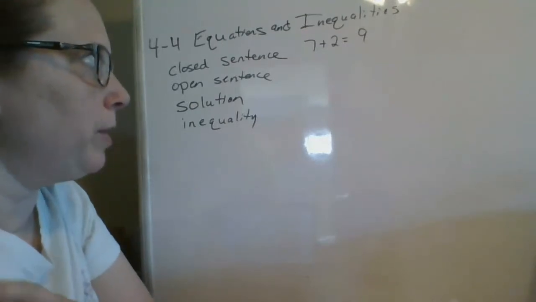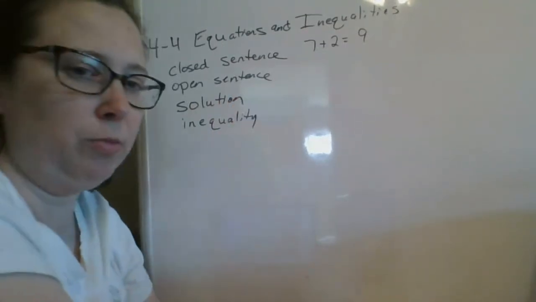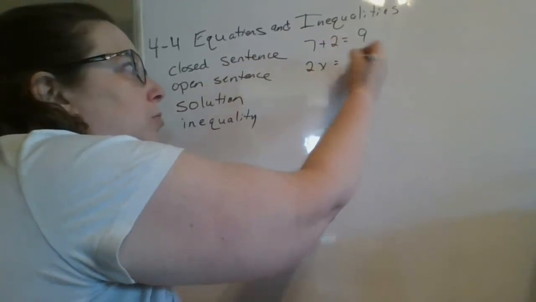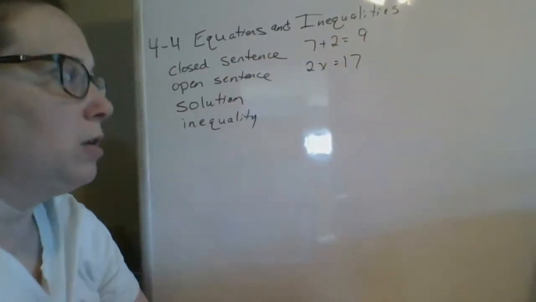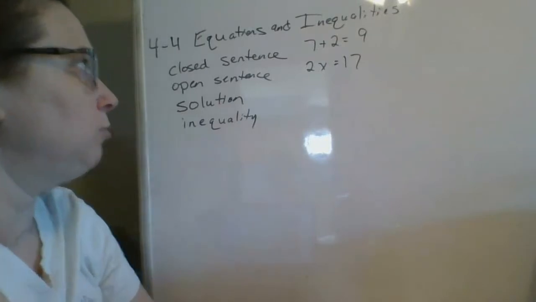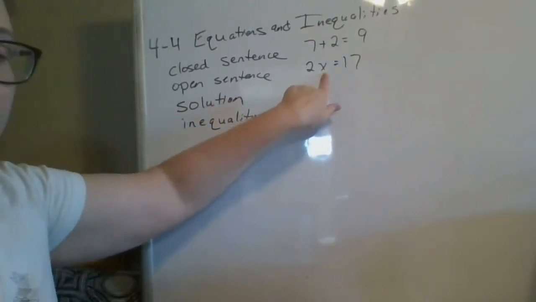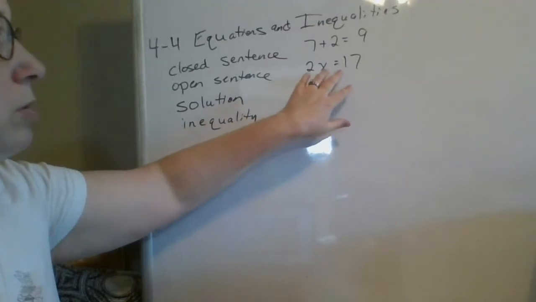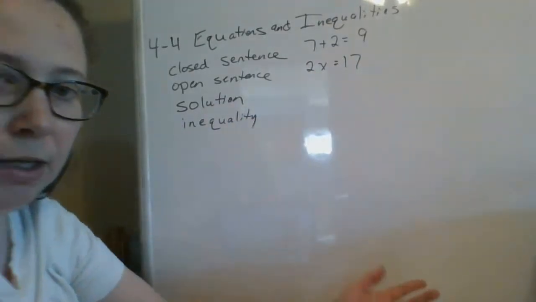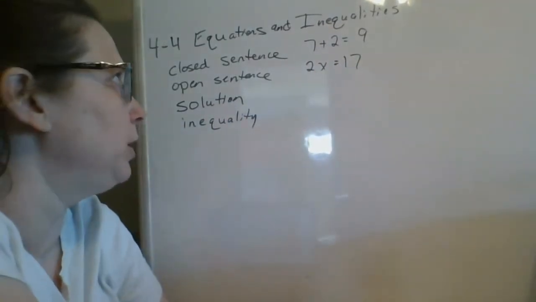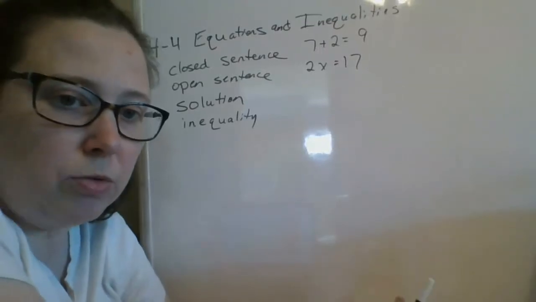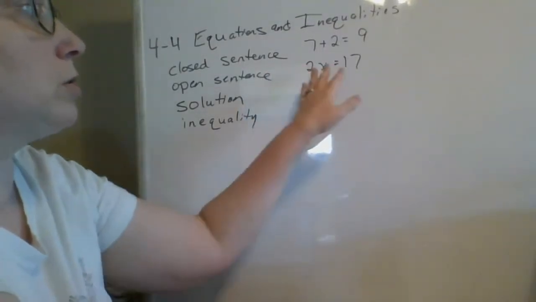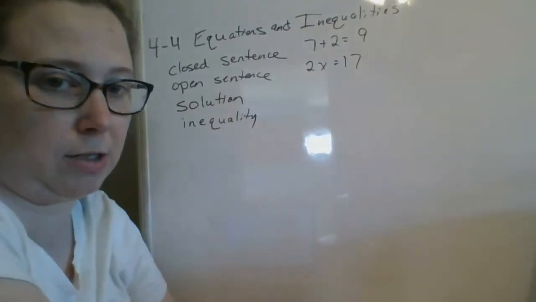If you have an open sentence, though, that means that there's a variable somewhere in your sentence. So say we have 2x equals 17. So 2x equals 17 would be an open sentence because we have an open variable here. We don't know what x equals. It's open. It could be anything because that's what a variable means. It's something that we don't know. So it varies, which means that this is like an open door. This could change depending on what we say x is.